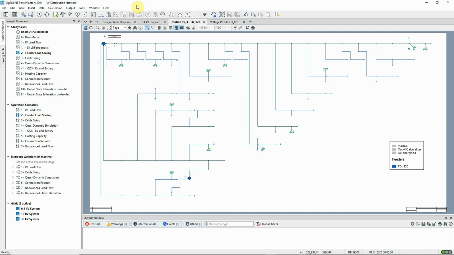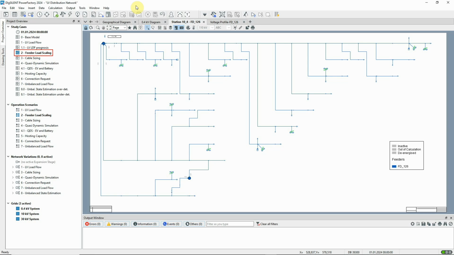In this video, we'll use the LV distribution network to show the voltage profile plot and the feeder load scaling function. Feeder load scaling enables the user to scale the loads connected to a feeder so that they match the overall values specified for the feeder.